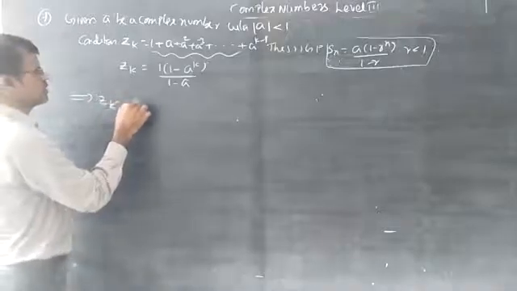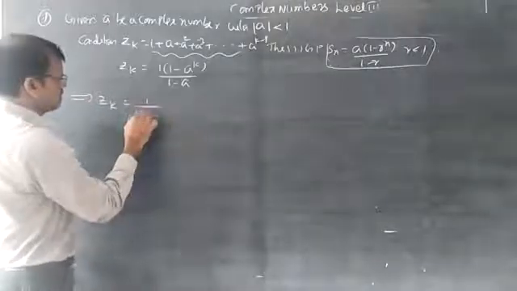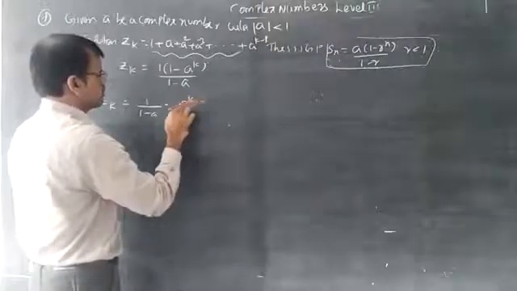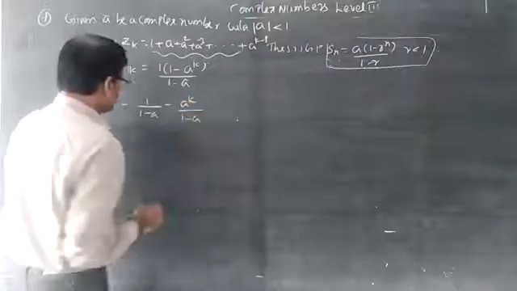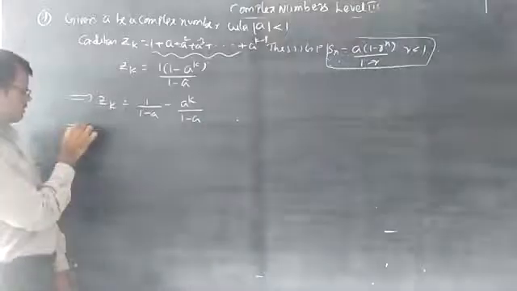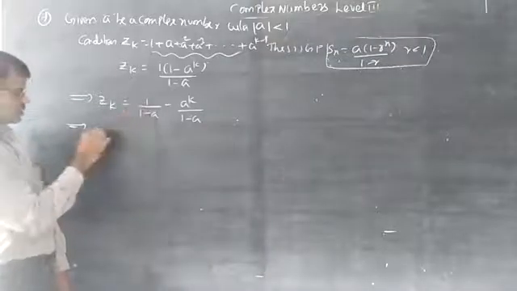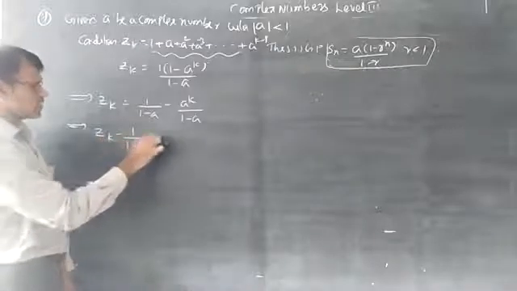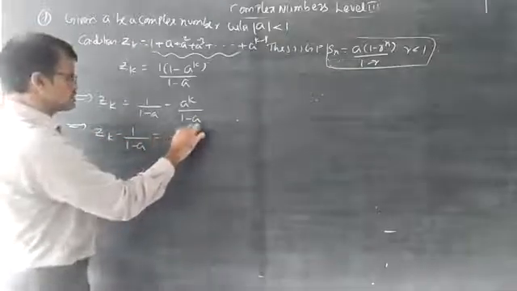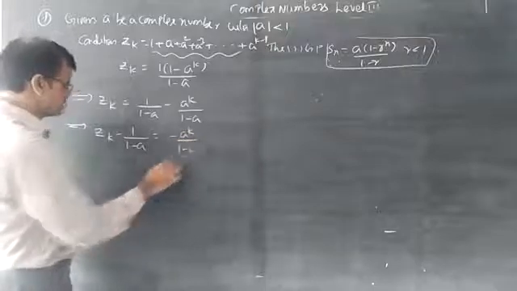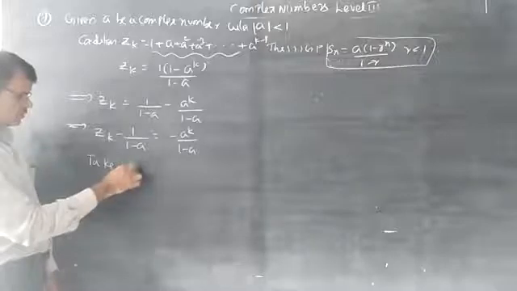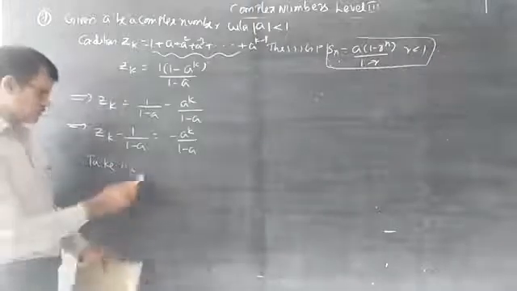The term implies, like this, Zk is equal to 1 by 1 minus A, separately, minus A power k by 1 minus A. This one taken to the left side: Zk minus 1 by 1 minus A is equal to minus A power k by 1 minus A. Take modulus on both sides.